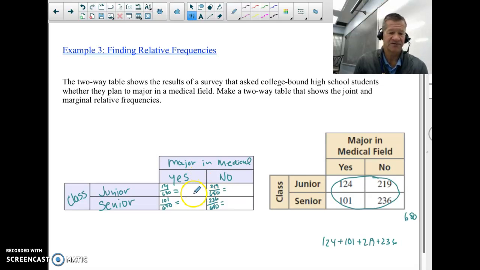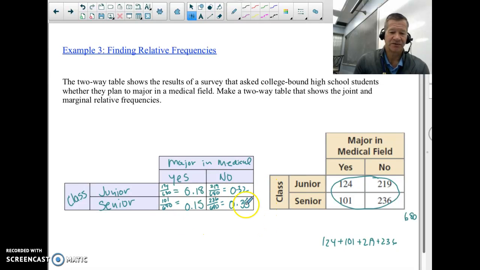Okay. Now I did this on a calculator earlier, and I have these numbers written down. This ended up being 0.18. Seniors that said yes, 0.15. Juniors that said no, 0.32. And then there were 0.35 seniors that said no. Now, those are the joint relative frequencies.